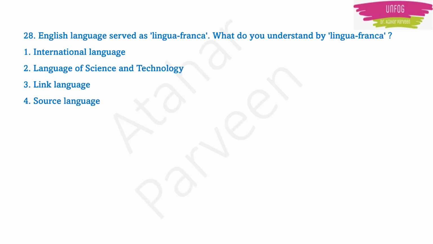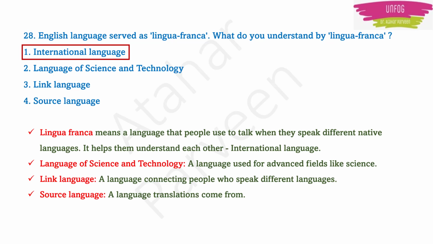Next question. English language served as lingua franca. What do you understand by lingua franca? The four options are international language, language of science and technology, link language, and source language. See, here lingua franca usually means an international language. And which is it for us? It is English, right? So lingua franca means that language which people use to talk when they are from different countries, when they are from different native languages, correct?